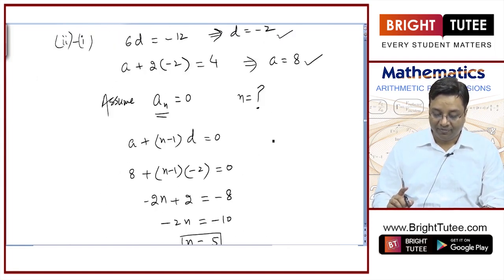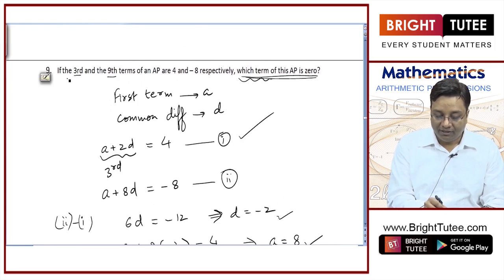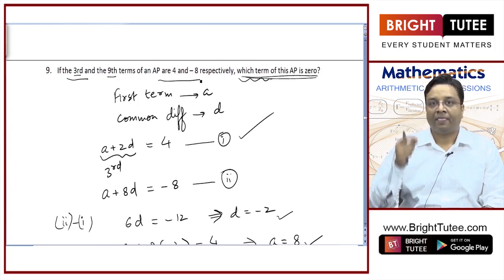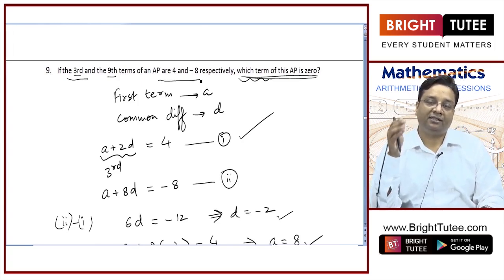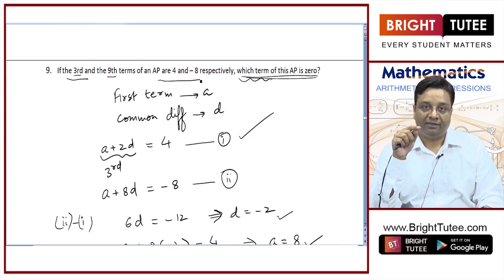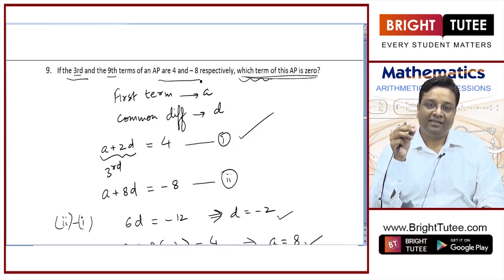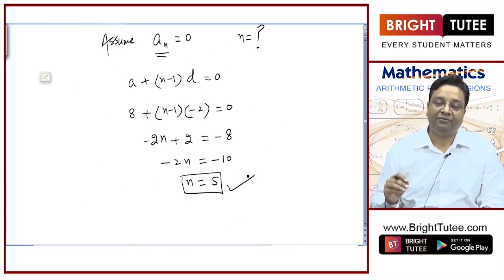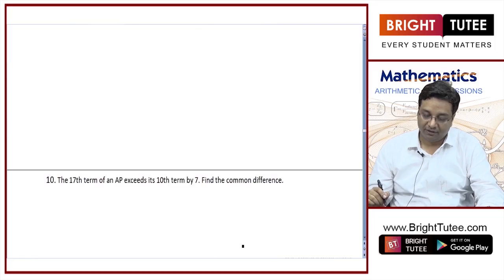What I have done is, from the given conditions, I have found A and D, first term and the common difference, and then I assumed that the nth term of this AP is 0, okay. When I put value of A and D in an, nth term, only n is the unknown quantity. So I have found n is equal to 5. Hence I can say fifth term of this AP is 0. Okay. Next question.